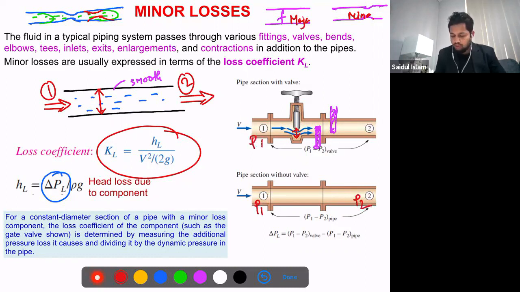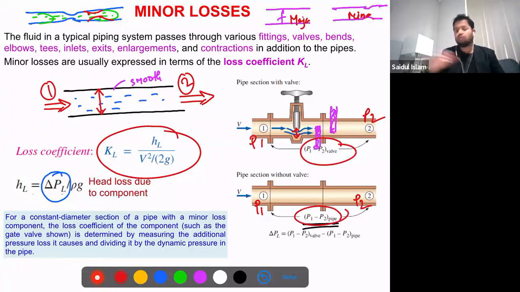The same thing when it is with the valve. So what will be the pressure variations between this point 1 and point 2? So we can say this is P1 minus P2, and this is also P1 minus P2. That means the pressure variations between point 1 to 2, how the pressure drop is happening.